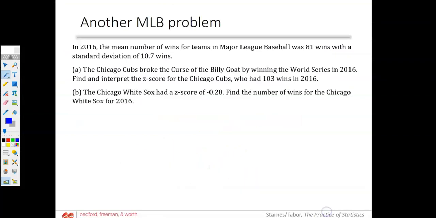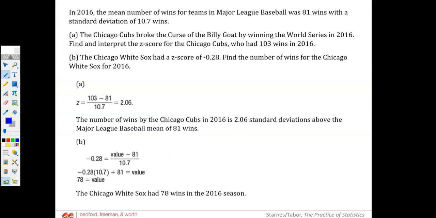So let's look at the formal answer here, and that's what they did as well. They said in a sentence, the number of wins for the Chicago Cubs in 2016 is 2.06 standard deviations above the Major League Baseball mean of 81 wins. Hard to say that one in context, I thought. And then the next one, again, they showed their work, and then they said the Chicago White Sox had 78 wins in the 2016 season.